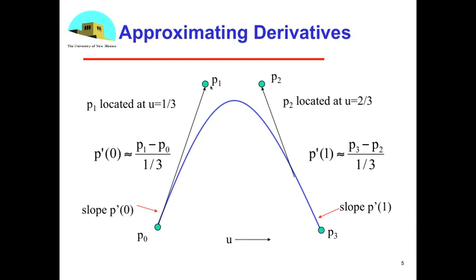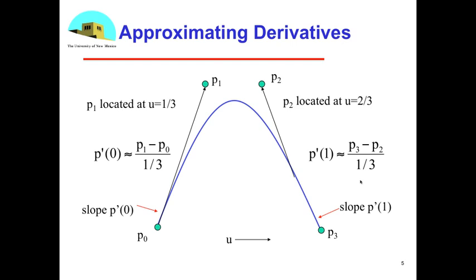Well, how do we approximate a derivative? We do it like we did in Calculus 1. We take the difference of the y values over the difference of the x values. If these data points are equally spaced, so this is at u equals 0, u equals a third, 2/3, and 1, then the derivative is approximately p1 minus p0 divided by 1/3, and likewise at the right end it's approximately p3 minus p2 over a third.